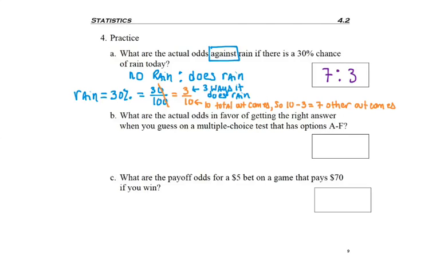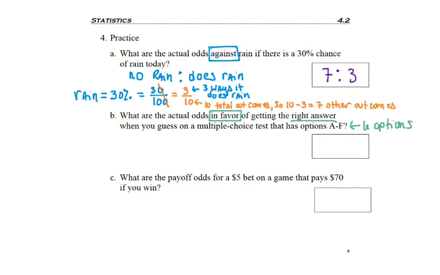Question B. What are the actual odds in favor of getting the right answer when you guess on a multiple choice test that has options A through F? Because you only guess, right? Okay, and we're just looking at one question. But we want odds in favor, and we're looking for a right answer.